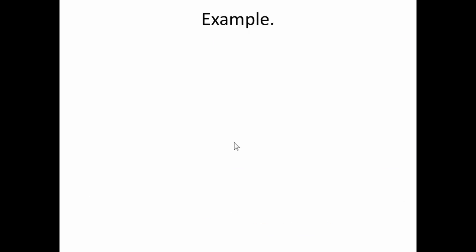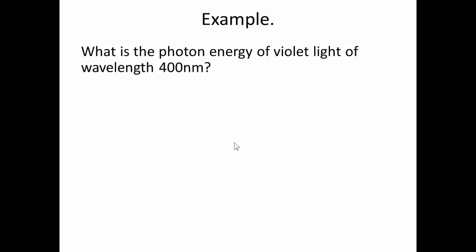Let's look at an example of this. What is the photon energy of violet light, which has a wavelength of around 400 nanometers? We apply the equation E is equal to hf. We know h, but we don't know f. And we're talking about light, so we know that the speed is equal to f times lambda, v is equal to f lambda. And we substitute that value into the E is equal to hf equation. So it's hc divided by lambda. We'll substitute the values.